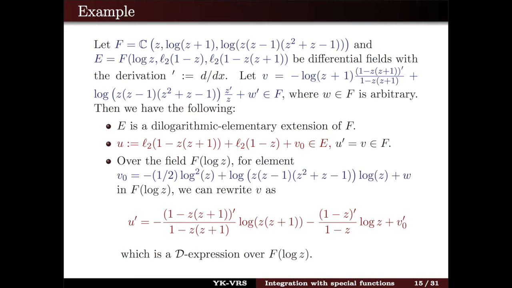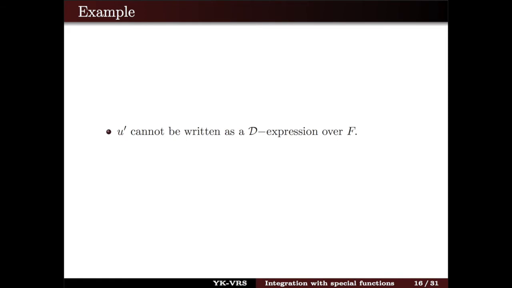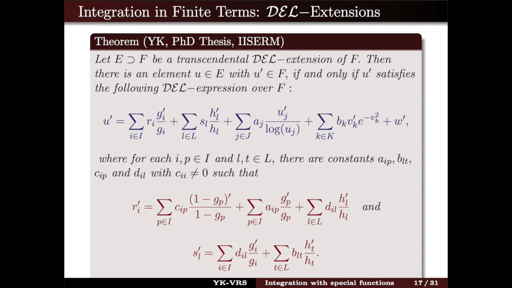So what I'm saying is that U prime has an expression like this. That is, U prime is V in this case. But this expression need not be just a sum of dilogarithms. It is a sum of dilogarithms only when I extend it, when I throw in this log z. But otherwise it need not be. You can also check that this U prime cannot be written as a D expression over F, whereas it is over F(log z).